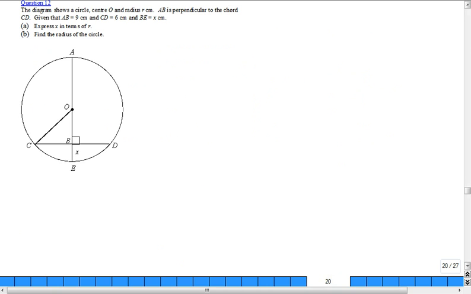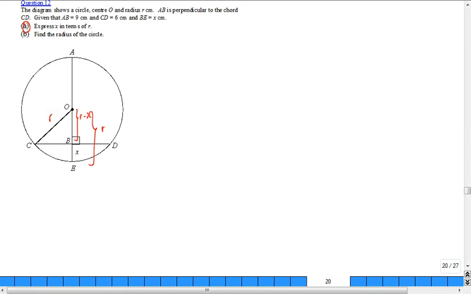Question 12A. Okay. Question 12A. Let's try to understand the question. Radius, r. So over here, r. And this is also equals to r. AB is perpendicular to the chord. And this portion here is x. So this must be r minus x. Okay, then where's the 9 cm? AB is 9, CD is 6.